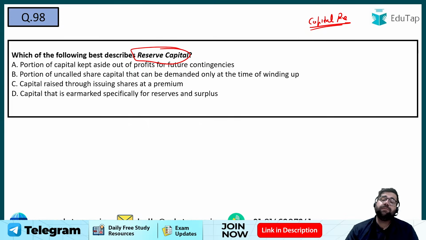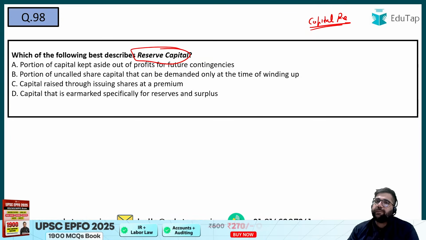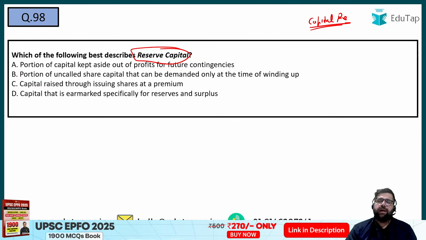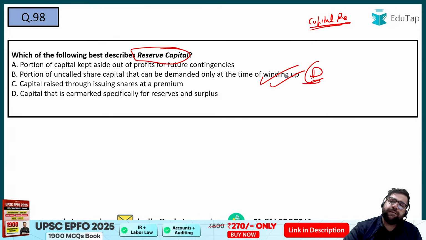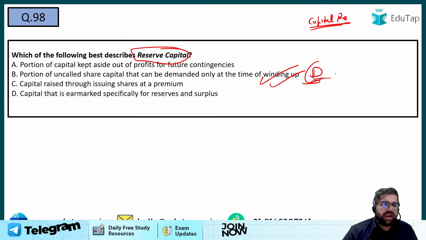When my business is closing down completely, I will need some capital so that I can repay my debts. So that particular capital which I will be raising at the winding up is known as option number B, which is your reserve capital. Right? B will be the right answer.